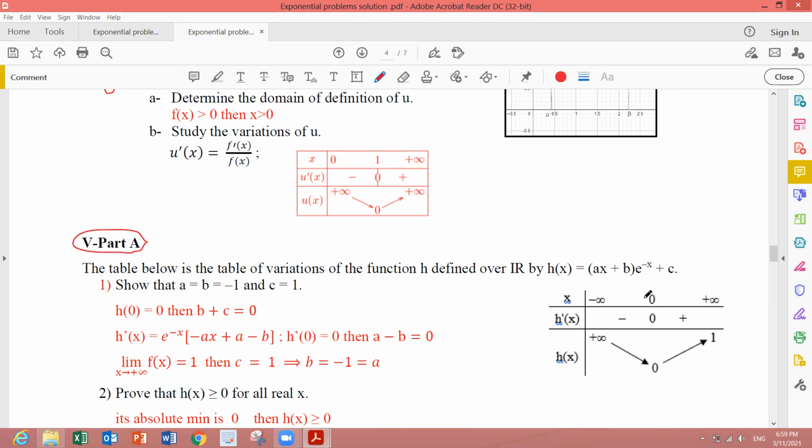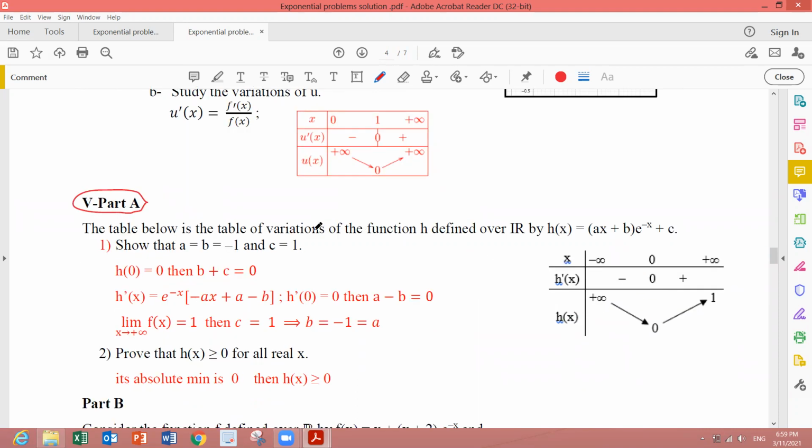We have this table below. It is the table of variations of the function h over R, h(x) = (ax + b)e^(-x) + c. We are asked to show that a = b = -1 and c = 1.